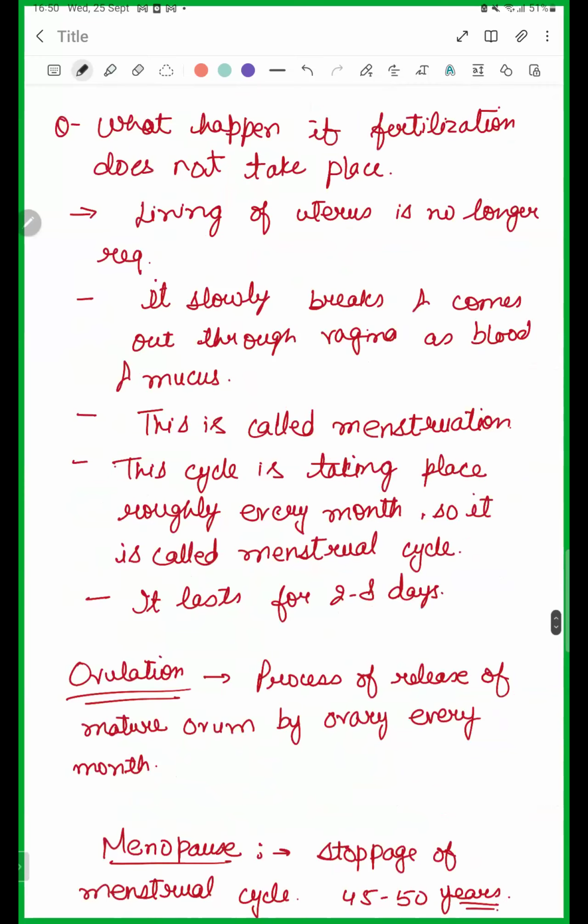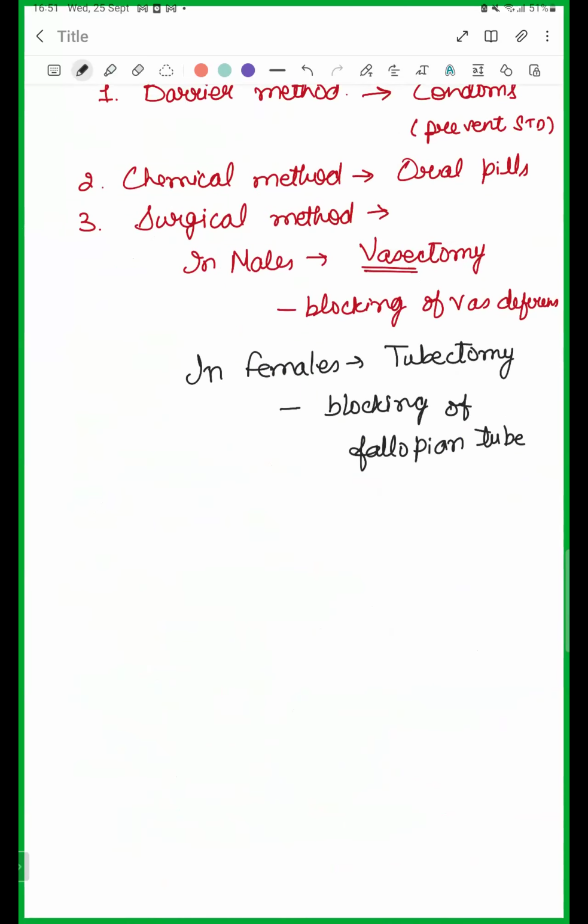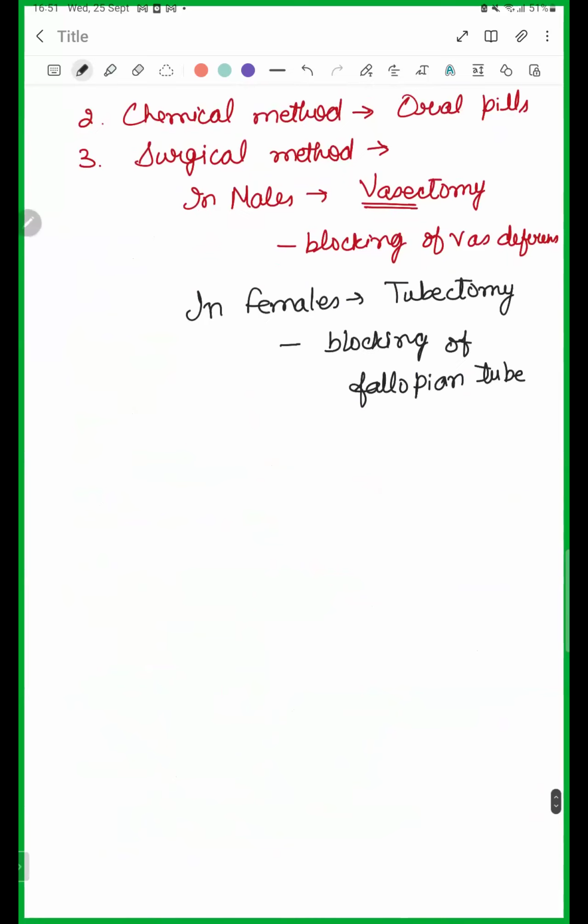But none of these methods, the chemical method or the surgical method, provide prevention against STDs. Only the barrier method provides protection against STDs. Last, what we can write over here is Copper T. Copper T is a T-shaped structure made up of copper, which is inserted in the vagina. It helps in stopping the passage of the sperms towards the oviduct.